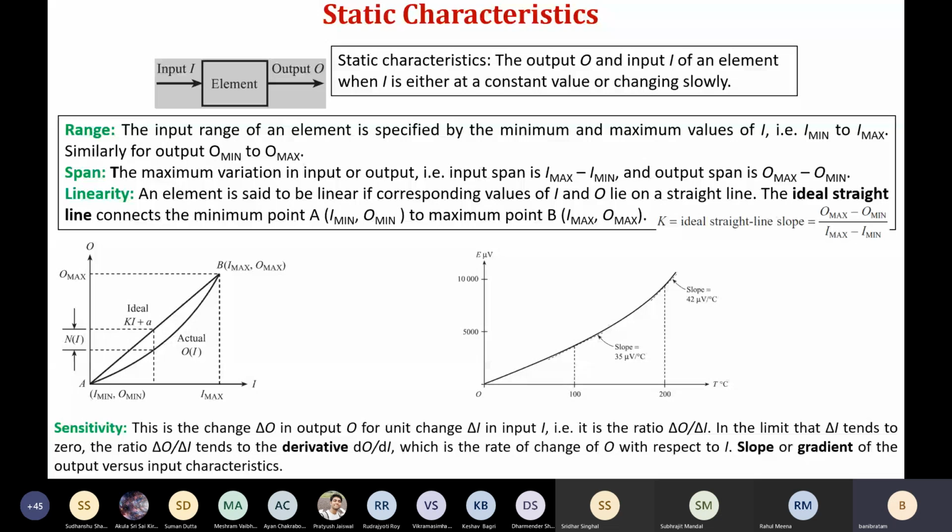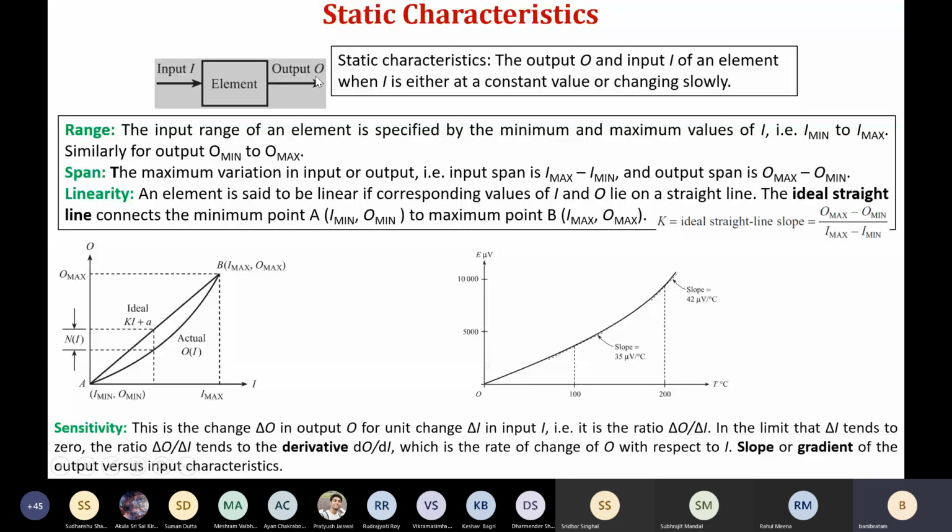The first characteristic we will look into is called static characteristic. So let us look at a couple of the important static characteristics of the sensor. What do we mean by static characteristic? The output O and input I of an element when I is either at a constant value or changing slowly. Here you can see this is the element. Element means you can think of this as your sensor. Now, if you give some input I, it will give some output O, right?